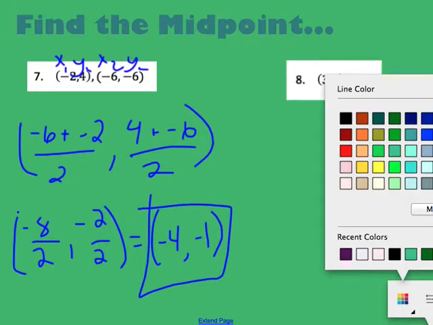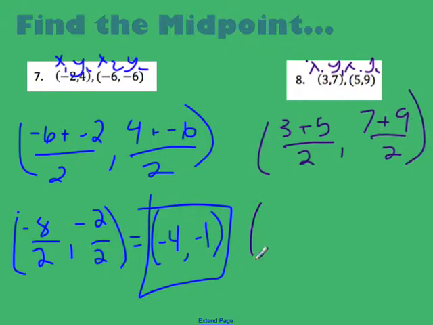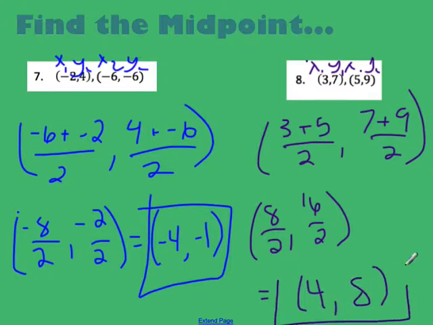Let's go ahead and take a look at number 8. So we have x1, y1, x2, y2. We're going to add our two x-coordinates together and divide by 2. Add our two y-coordinates together, divide by 2. 3 plus 5 is 8 divided by 2. 7 plus 9 is going to be 16 divided by 2. Well, 8 divided by 2 is going to be 4. 16 divided by 2 is going to be 8. So the midpoint is 4, 8.